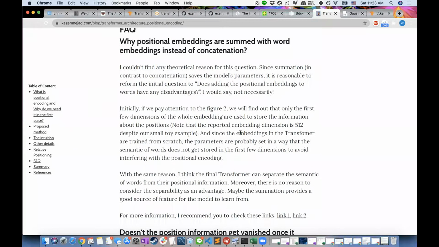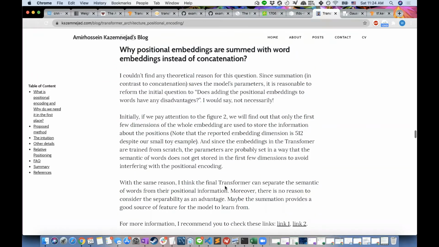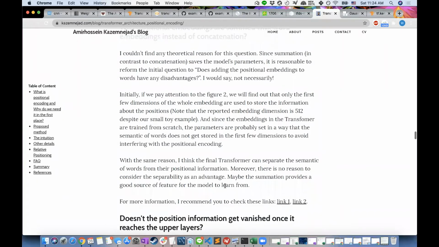disadvantage. And since the embeddings in the transformer are trained from scratch, the parameters are probably set in a way that the semantics of a word does not get stored in the first few dimensions to avoid interfering with the positional encoding. With the same reason, I think the final transformer can separate the semantics of the words from their positional information. Moreover, there's no reason to consider the ability an advantage, maybe the summation provides a good source of feature for the model to learn from. So that's this person's explanation.